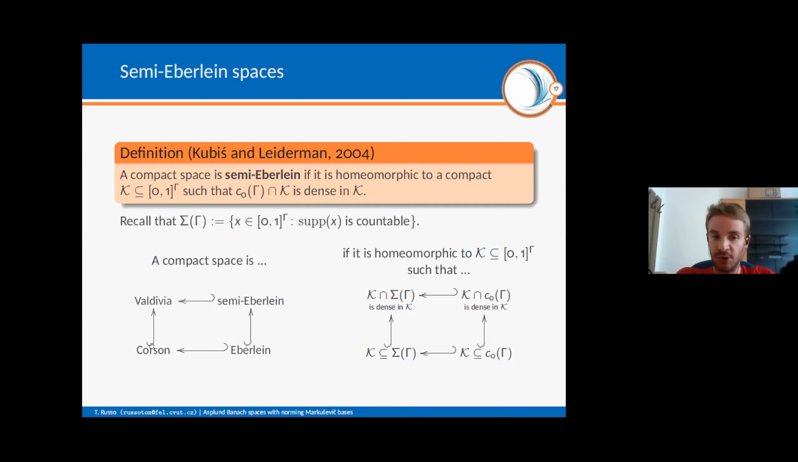And then passing from Corson to Valdivia, what you demand is not that K is contained in Sigma(Gamma), but just that densely many points are contained in Sigma(Gamma). So K intersection Sigma(Gamma) is dense in K. Now, typically one thinks of these properties as being linearly ordered. However, if you put them in a square, there is an obvious hole, corresponding to the case where not every point is in c_0(Gamma), but densely many are. And this was a hole which has been filled by this notion of semi-Eberlein compactum, which was introduced recently by Kubis, Wiesek, and Arkady Leiderman in 2004. So the definition is this one: something which is homeomorphic to K in {0,1}^Gamma, such that vectors in c_0(Gamma) are dense.